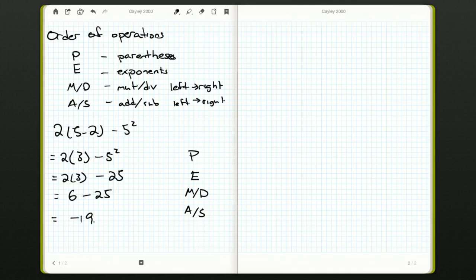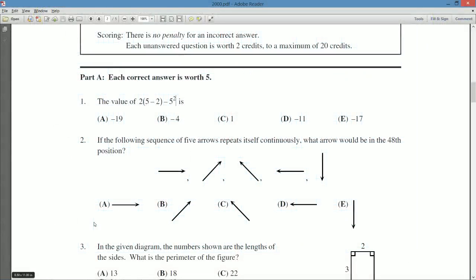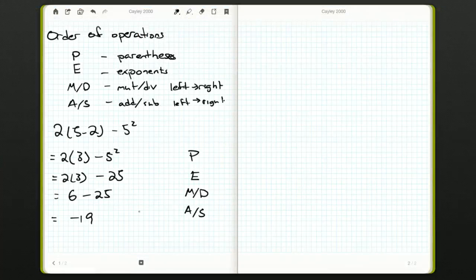So negative 19 is the answer, and if you had a calculator, you could actually do this much quicker just by plugging it into your calculator. But it's always good, if you don't have a calculator or you want to make sure that you have the answer, to do it by hand so that you understand exactly what we're doing. And it's order of operations, and look, A, answer negative 19, that's exactly what we're looking for. So A is our answer.